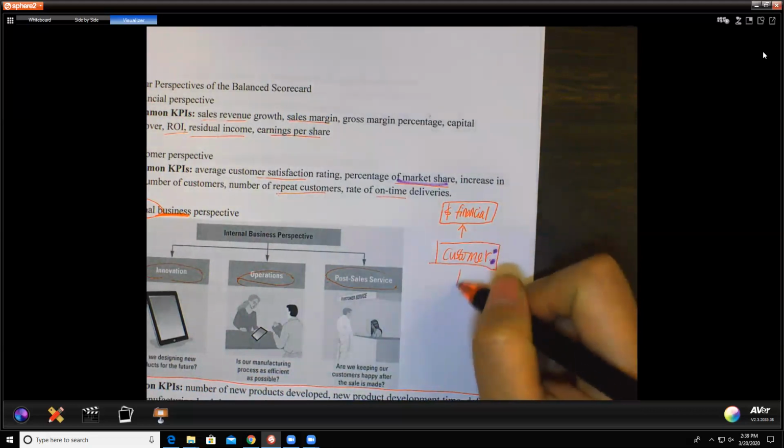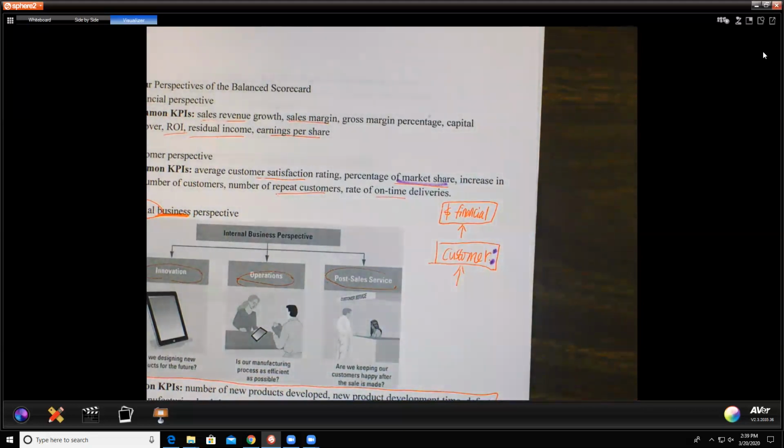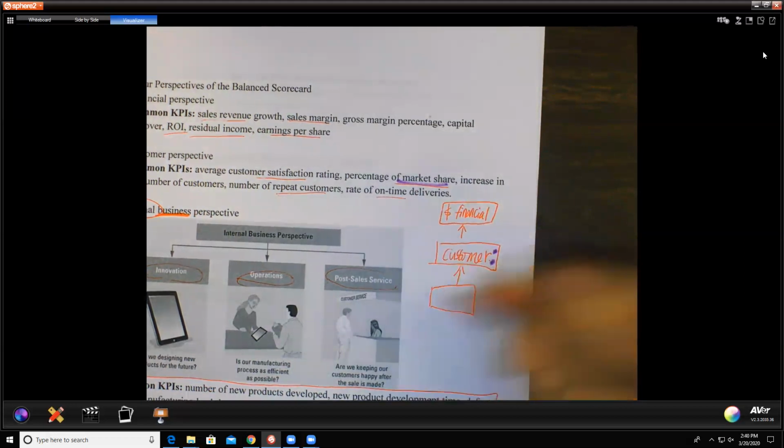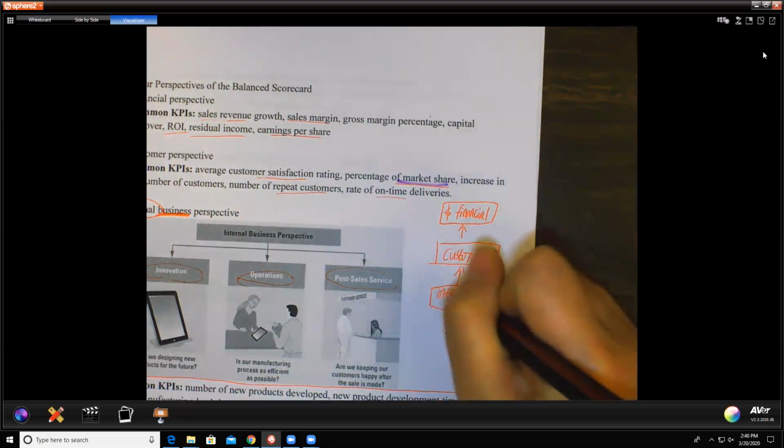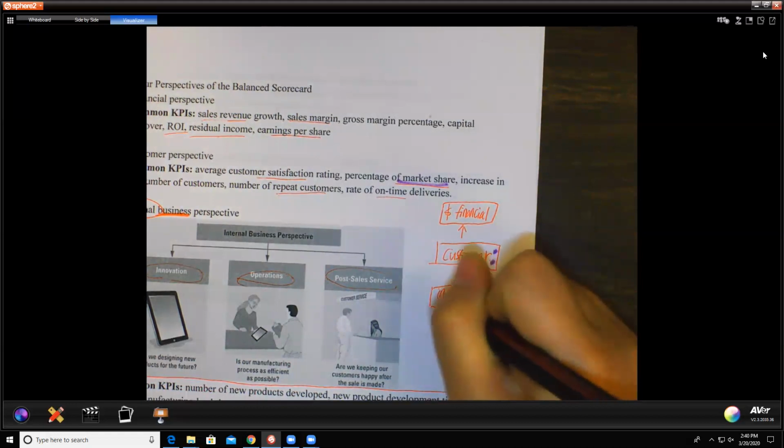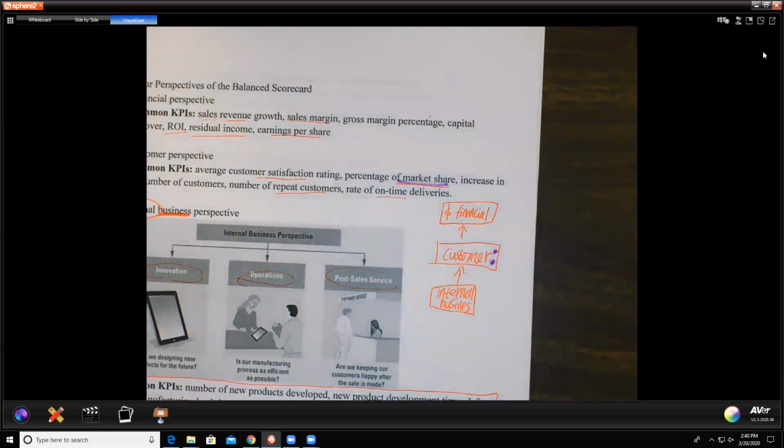So how do we make our customer happy? You ask yourself, if we have a low quality, if our product has no new feature, you think customers will be happy, yes or no? Not really, right? How do we make our customers happy? We have to have a good internal business. You got it. So we call it, you have to have a good internal business.